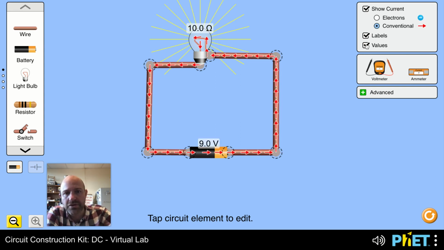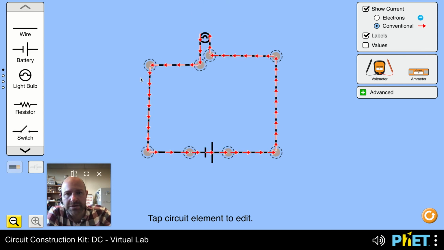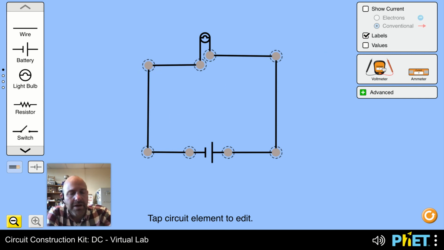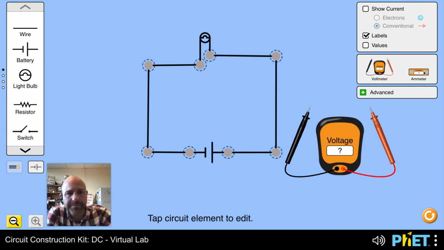You can also show some values that will tell you the resistance and the voltage of various elements. The other thing you can do, and I'm going to switch back to schematic mode and turn off the current, but just imagining that we're building this in kind of real life. We have what's known as a voltmeter and an ammeter or current meter. A voltmeter measures voltage in volts. A current meter or an ammeter measures current in amperes. Those are our units.